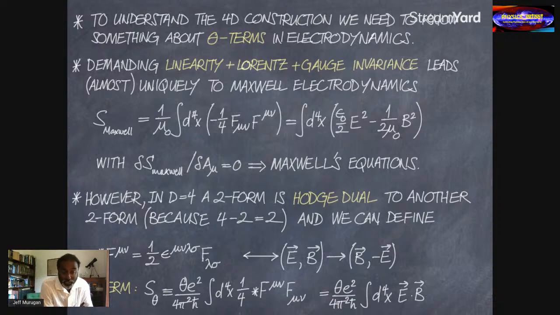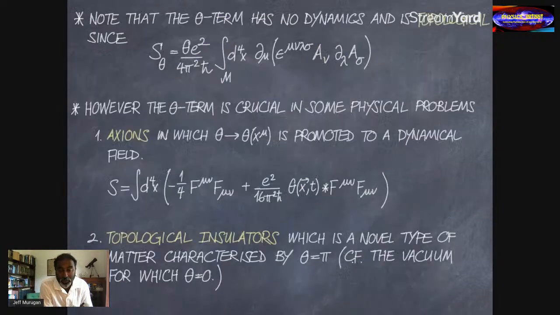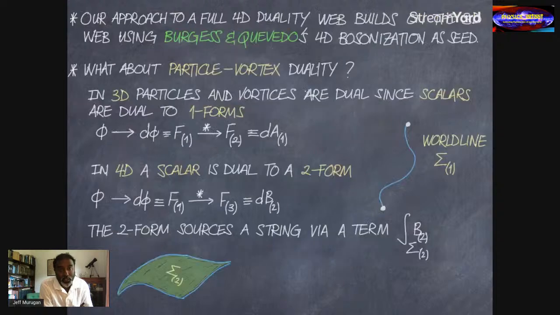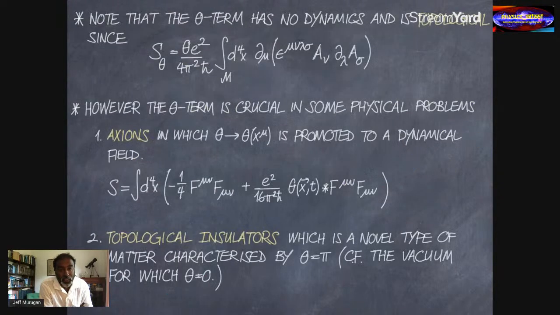But it turns out that it actually has some important consequences, and those consequences are borne out by this theta term. Right, so the theta term itself has no dynamics, and it's a topological term because I can always write it as an exterior, as a total derivative. And as you know from first year already, by the fundamental theorem of calculus, the integral of a derivative vanishes. But it actually turns out that this theta term is pretty crucial in some physics problems.